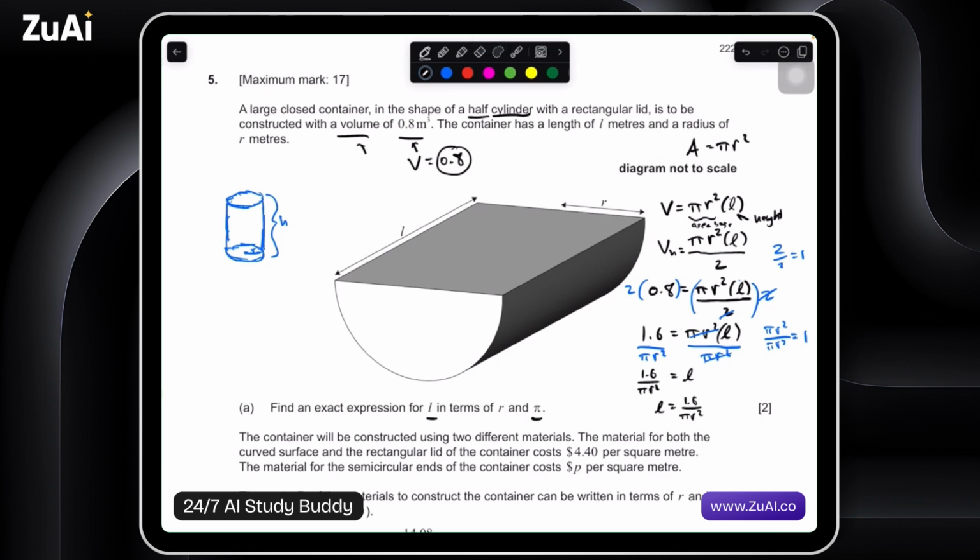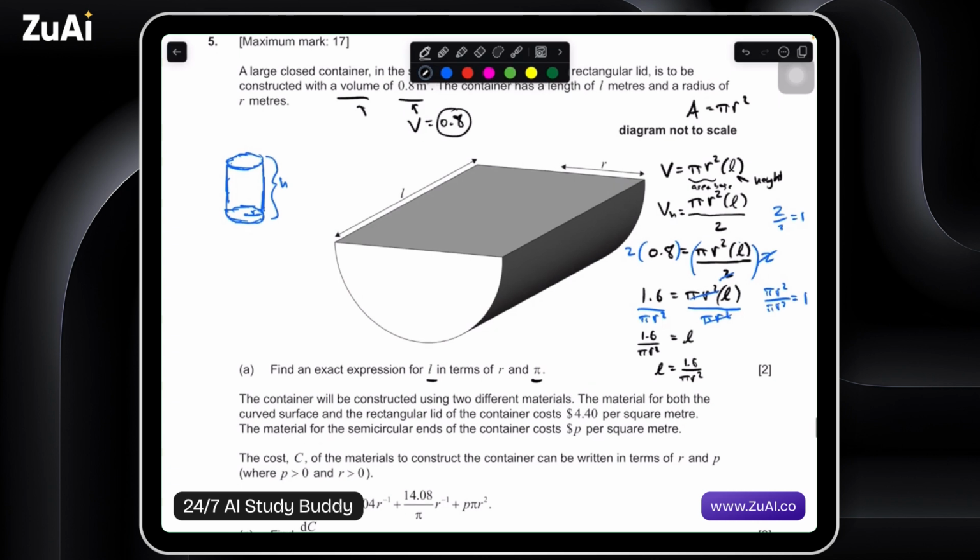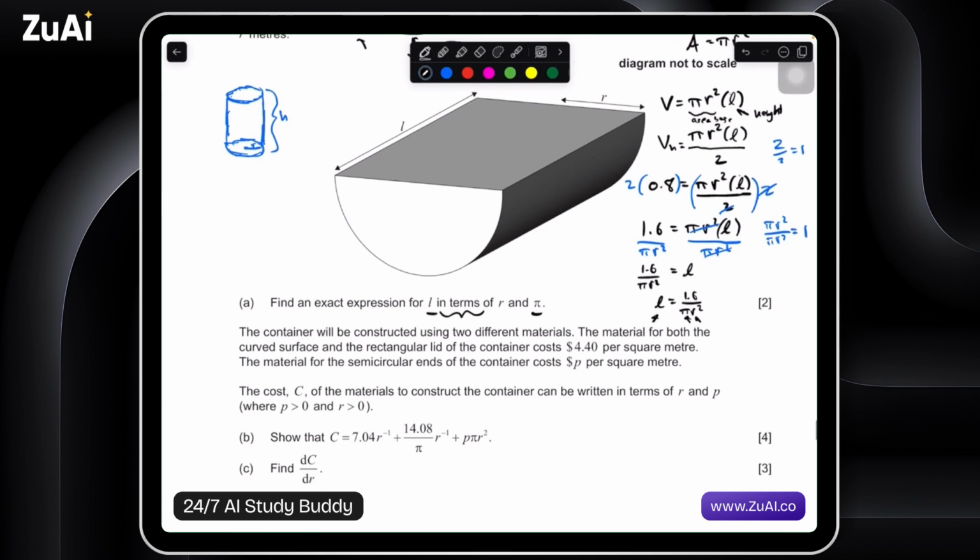Okay, so that is, to be honest, quite a challenging question, especially for a 2-mark question, and a significant amount of algebra. So there it is. L is equal to 1.6 over pi r squared. We have an expression for L in terms of r and pi. So L's on one side, and pi and r are on the other.